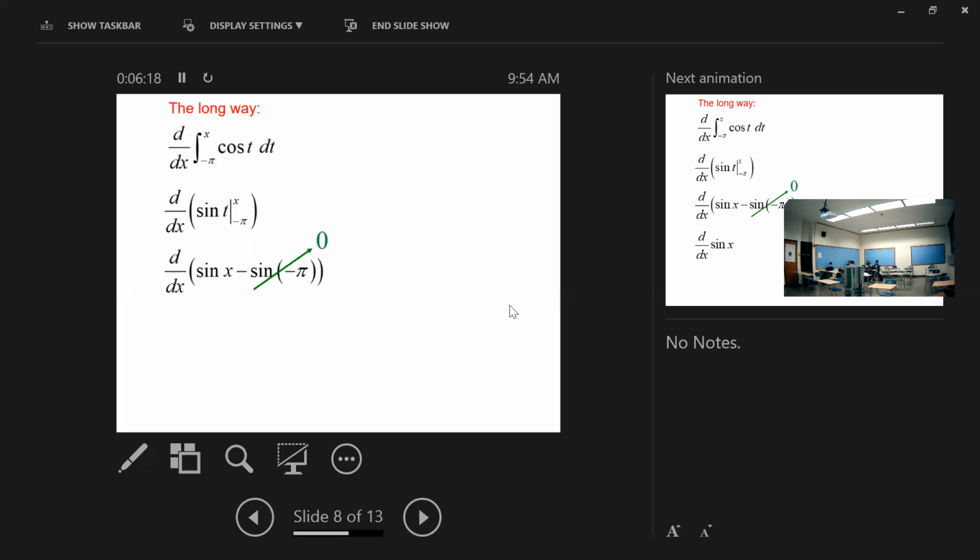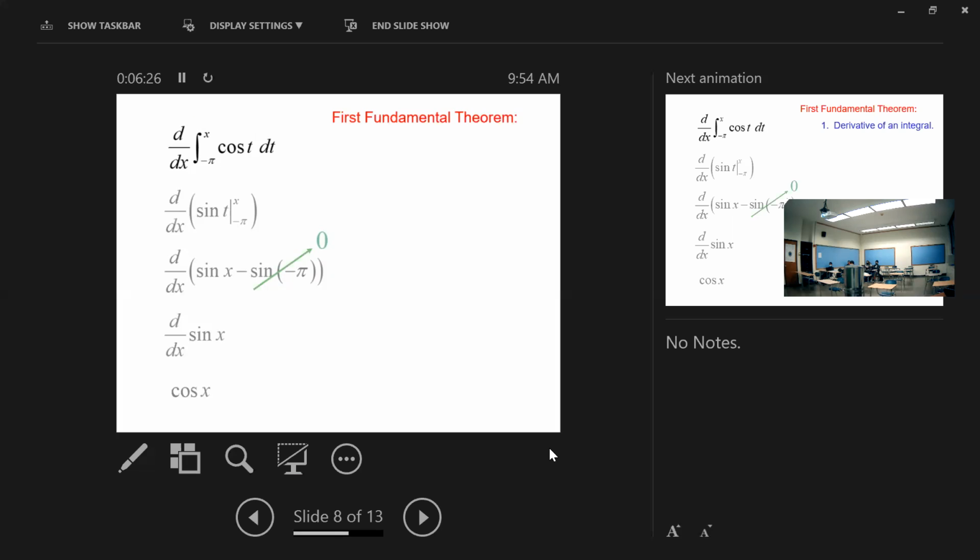Good? It would be cosine. It could be the same answer. So you could differentiate 1 and get 0. It was a bad example in the book because the sine of negative pi is 0. It doesn't have to be a 0. It just has to be a constant. See, the lower limit, as long as it gives you a constant value, when you take the derivative of it, it's going to give you a 0.